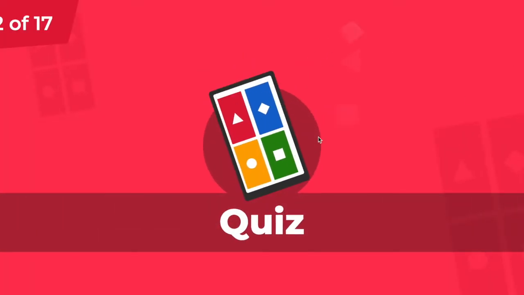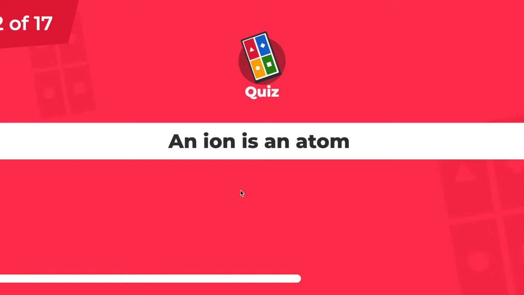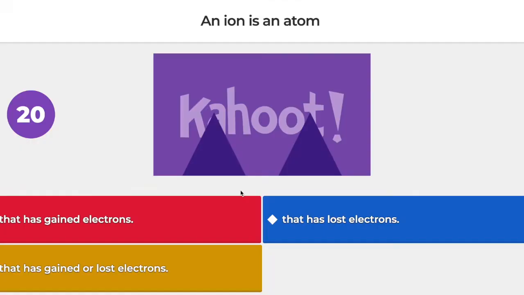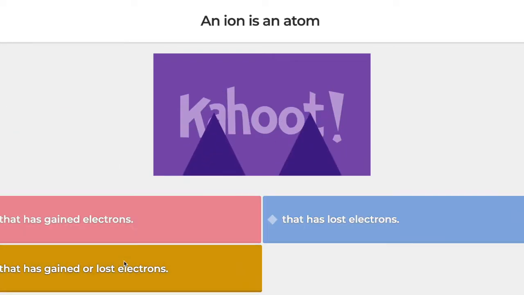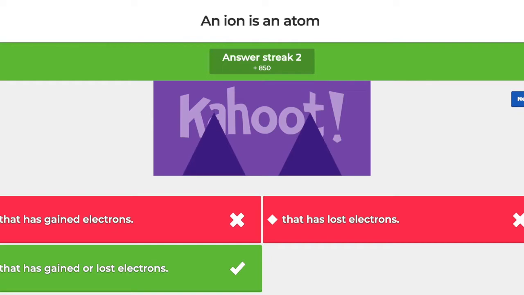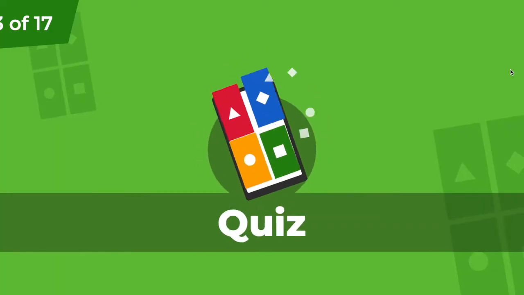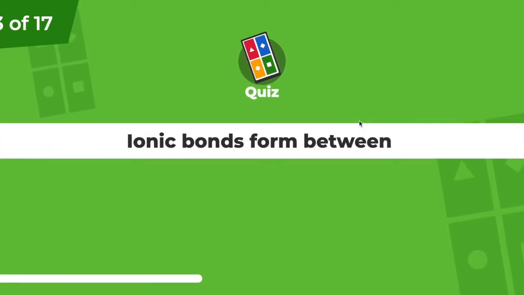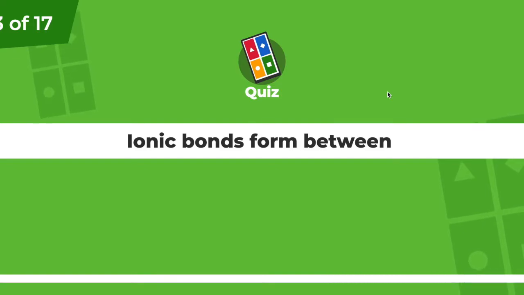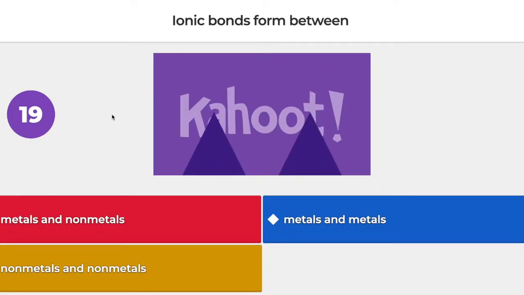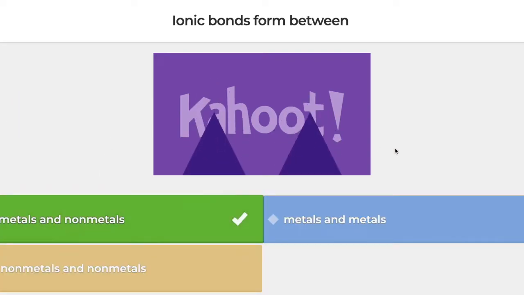All right, next question. An ion is an atom. So this is going to be an atom that has a charge, and that means they have either gained or lost electrons. Question three. Ionic bonds form between. Ionic bonds are always going to form between a metal, which becomes a cation, and a nonmetal, which becomes an anion. So metals and nonmetals.